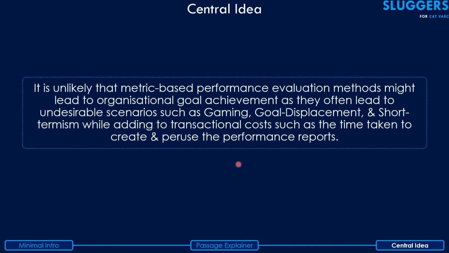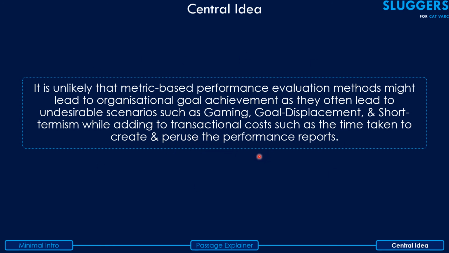Let's move on to the central idea. Okay, guys, so the central idea of the passage can be summarized as follows. It is unlikely that metric-based performance evaluation methods might lead to organizational goal achievement, as they often lead to undesirable scenarios such as gaming, goal displacement, and short-termism, while adding to transactional costs such as the time taken to create and peruse the performance reports. Peruse means to closely read, right? So that's the central idea.